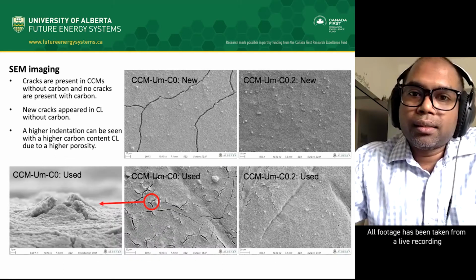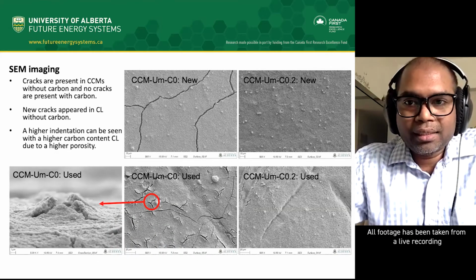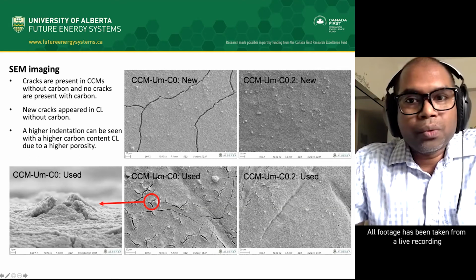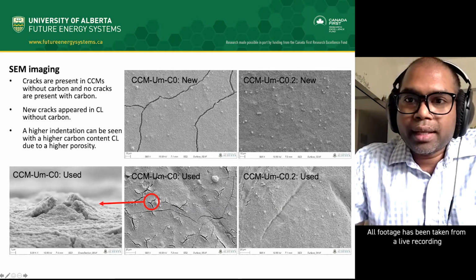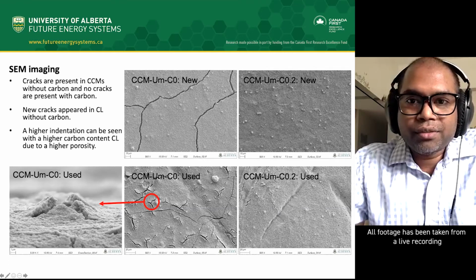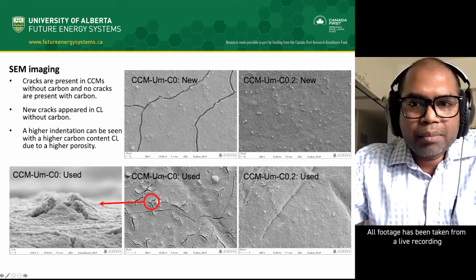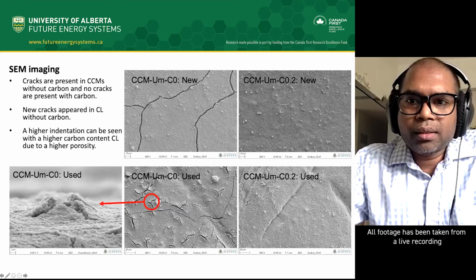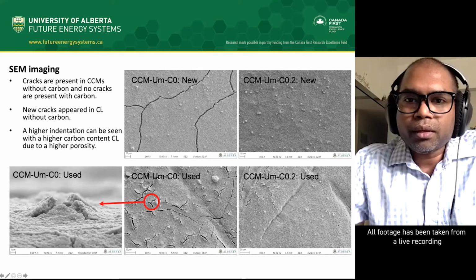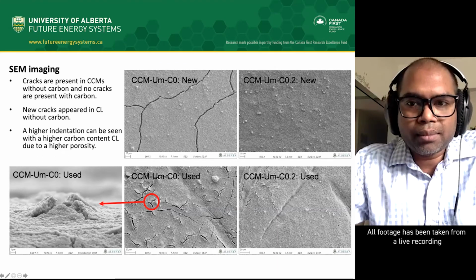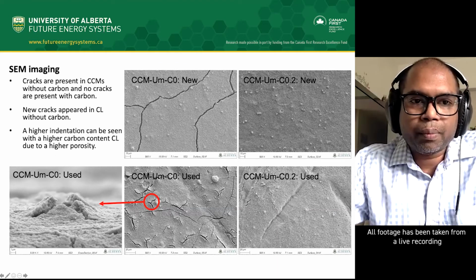Next, SEM images of the new catalyst layer surface show many microscale cracks without the carbon in it, but no cracks with the carbon. And SEM images of the used catalyst layer surface show many new cracks formed from the oxygen evolution within the catalyst layer. It appears volcano shaped, as shown in the bottom left figure. A higher indentation is also seen with the higher carbon content due to a higher porosity.